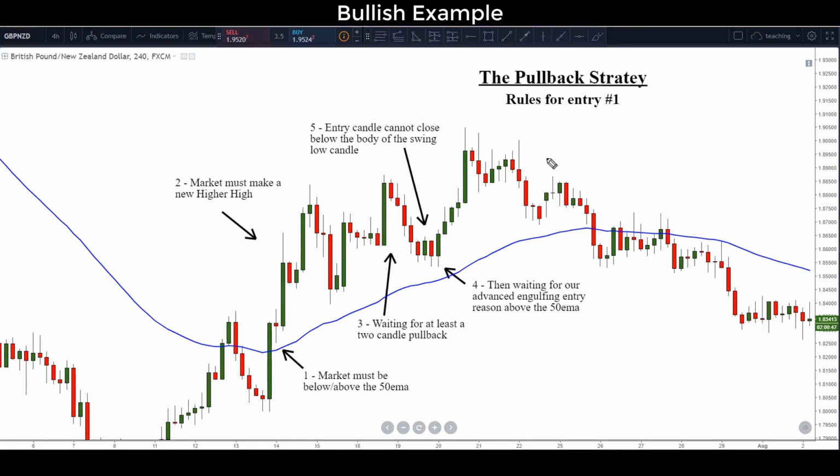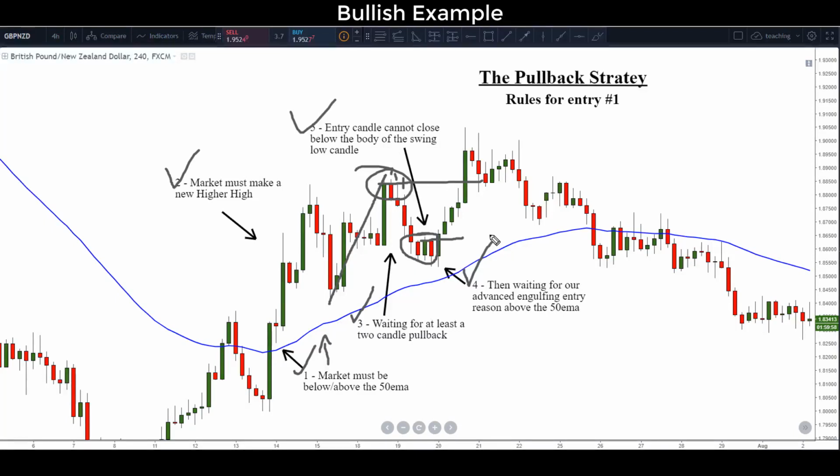So again guys, going over that one more time, we're looking at the market making new highs above our 50 EMA. We're above the 50 EMA, we check that off. We're making new highs, we check that off. We're waiting on a 2 candle pullback. Obviously, we get more than a 2 candle pullback here. We're waiting for a valid advanced engulfing entry. We get that right here. And we want to make sure the close of that valid engulfing entry is not above the bodies of the previous swing high. We get that, making this a valid entry number 1 on the pullback strategy.